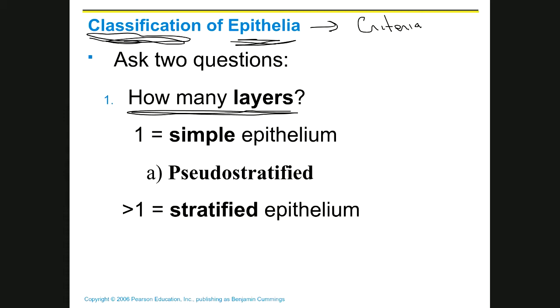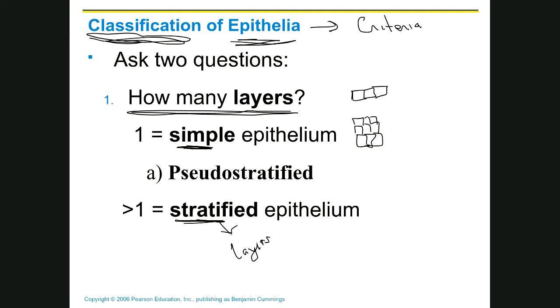And so there's either going to be one layer like this, or there's going to be more than one layer like this. Well, if it's one layer, it's called a simple epithelium. If it's more than one layer, it's called a stratified epithelium. Stratified literally means layers. So it has more than one layer.